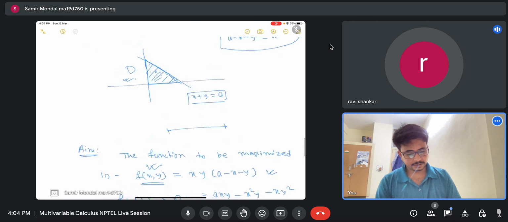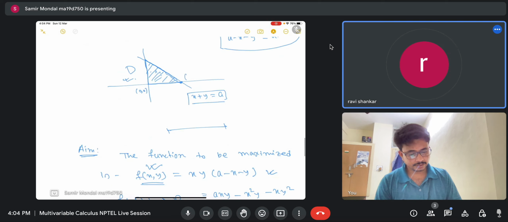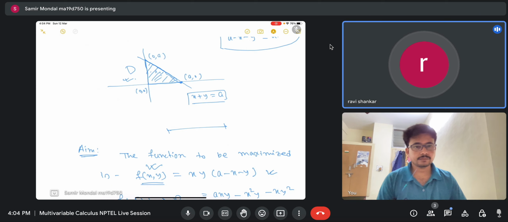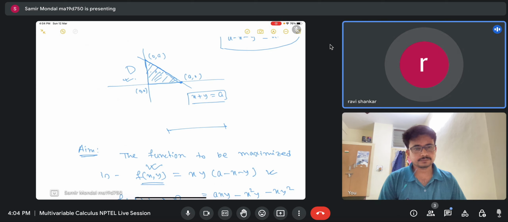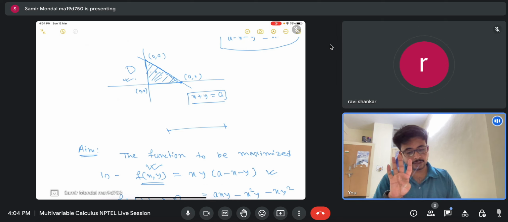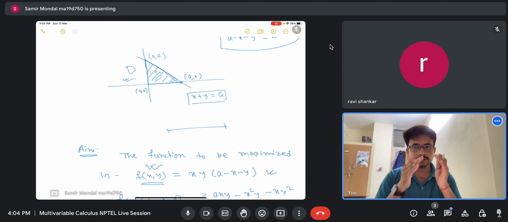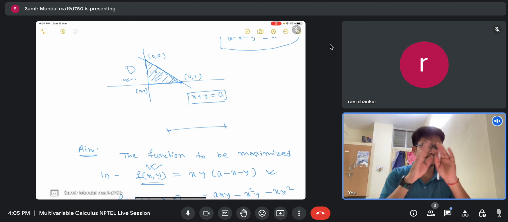These are all corner points. Are all these four stationary points also? Yes, this is all stationary, critical points. So these all four are critical points. Only one is an interior point, a by 3, a by 3. Only one point is an interior point and three are on the boundary.